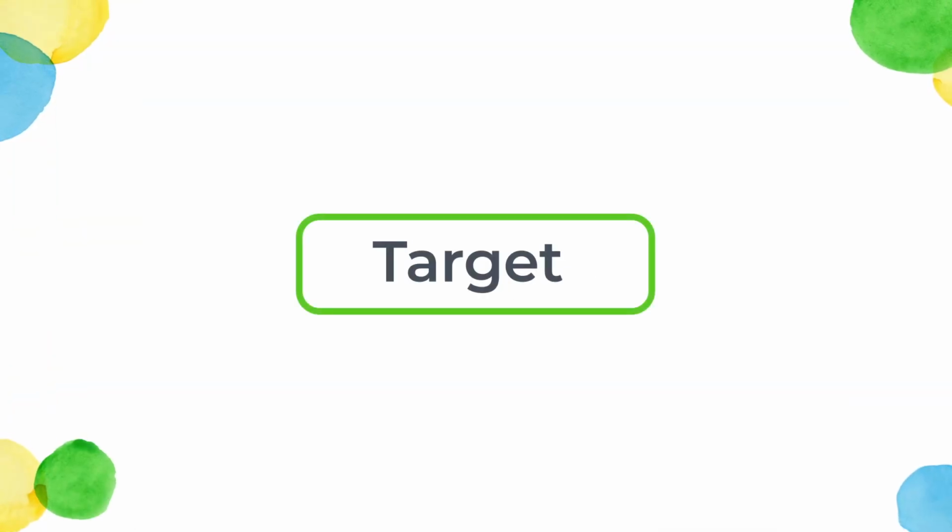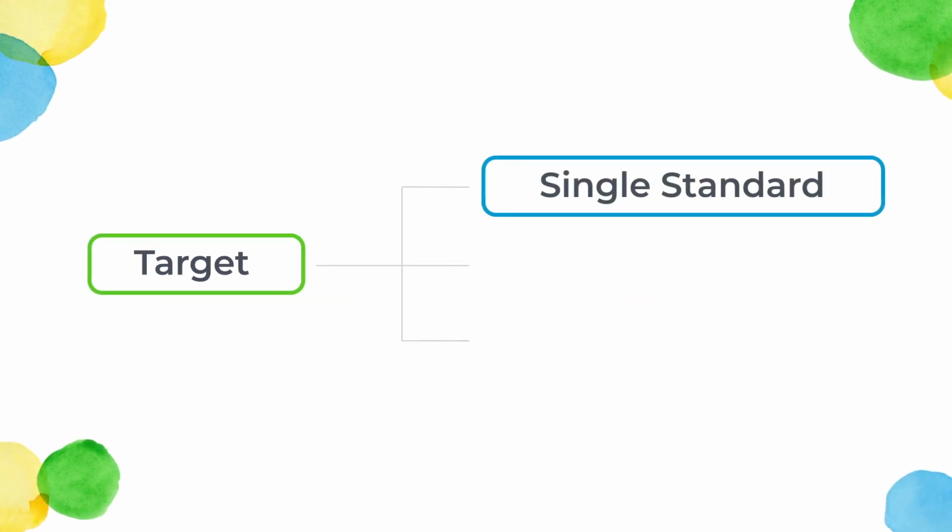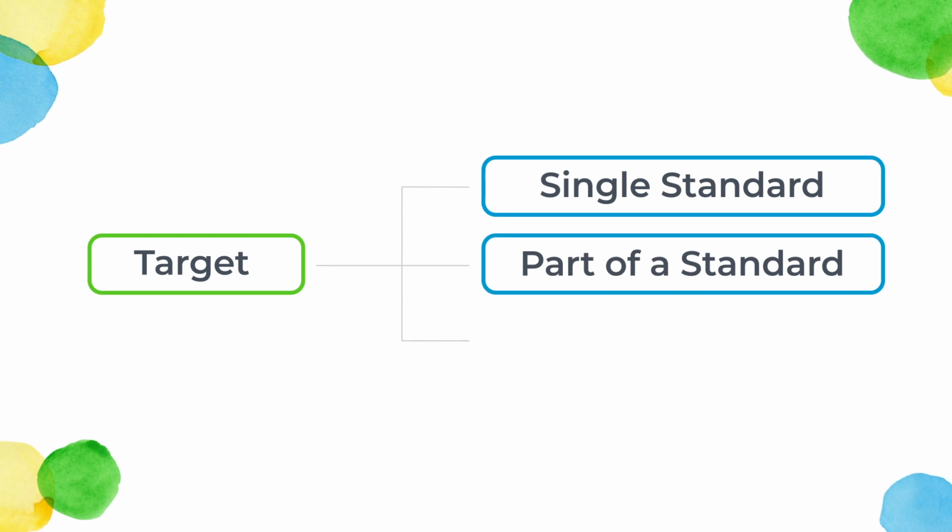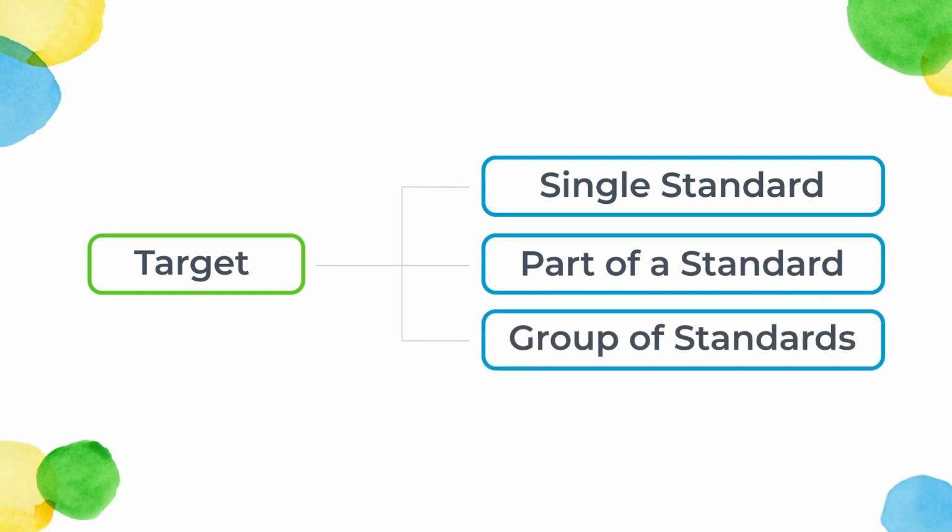Smarter Balanced assessment targets are connected to the standards. A target can be a single standard, a part of a standard, or a group of standards. Additionally, a standard or a part of a standard can appear in more than one target. Since standards can be defined by each state or territory, the targets were developed to describe the knowledge and skills students will be asked to demonstrate on Smarter Balanced assessments.